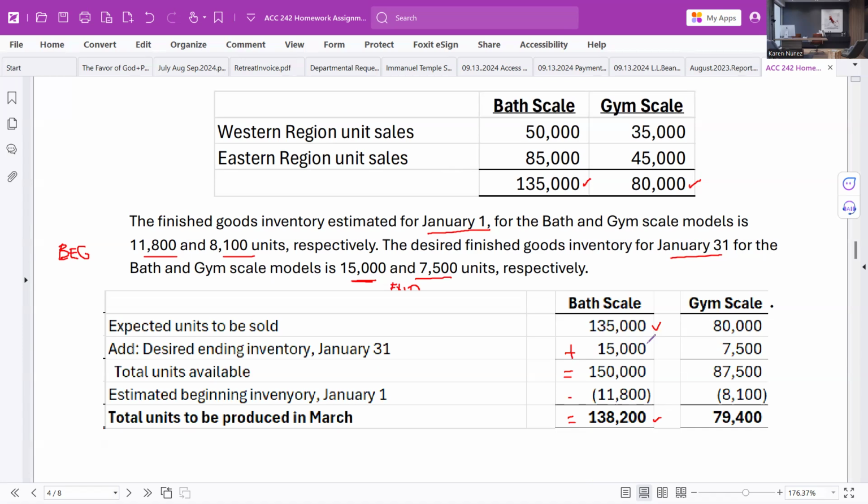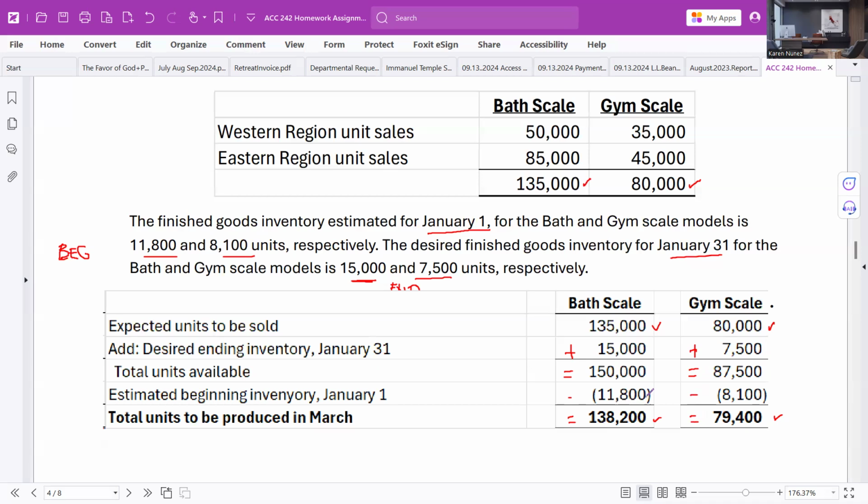And we do the same thing for the gym scale product. So we plan on selling 80,000. Going to sell 80,000 of those. We need to have 7,500 on hand. So there's a 7,500. That means we need to have 87,500 units available, but we're going to start with 8,100 units in the inventory. So if we're going to start with 8,100, we only need to produce 79,400. So we're actually producing fewer units than we plan to sell. Why? Because we're taking some out of inventory, right? We're going from 8,100 to 7,500.